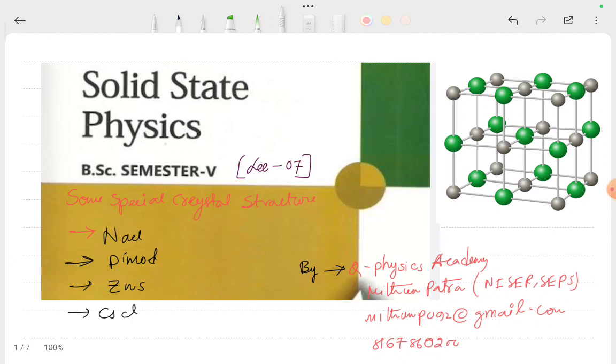This is lecture number 7 of solid state physics, for BSc semester 5, as well as other competitive exams like CSIR NET, GATE, JEST, etc. Today we will discuss some special types of crystal structures: the NaCl structure, the diamond structure, the ZnS structure, and the CsCl crystal structure. So let's start our class.